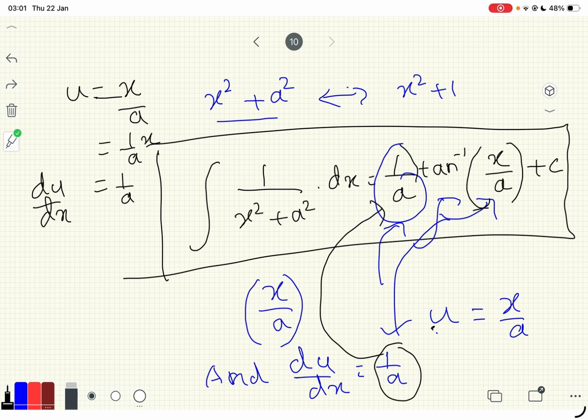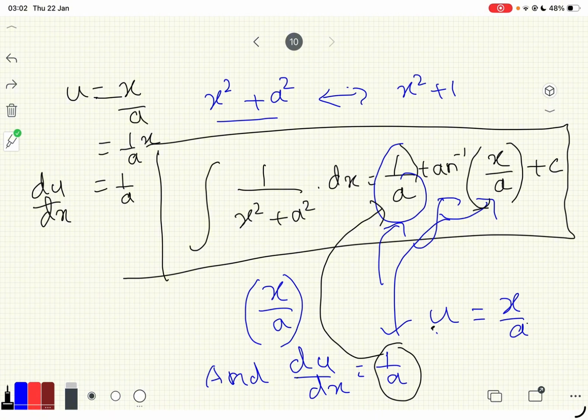So it's basically the chain rule in reverse. Try to understand very carefully. The x over a is u, and the derivative of u with respect to x is 1 over a. So that's why you have a 1 over a outside in the answer. It's basically the chain rule in reverse.